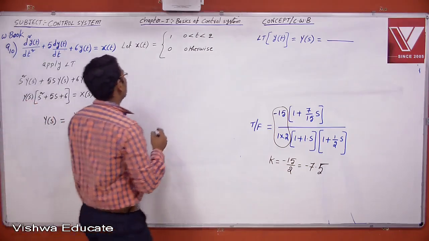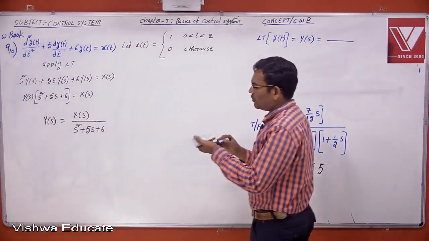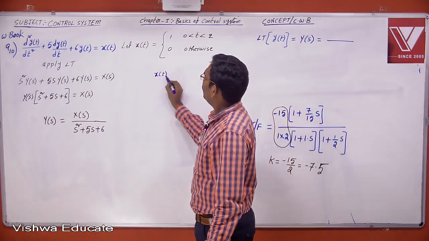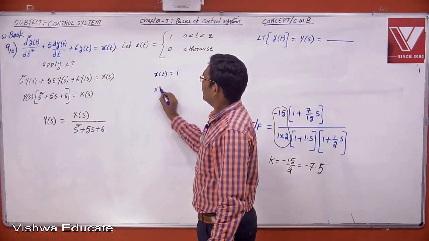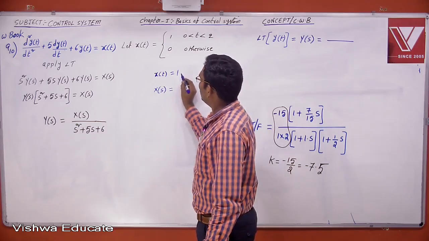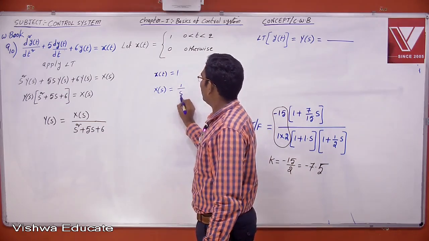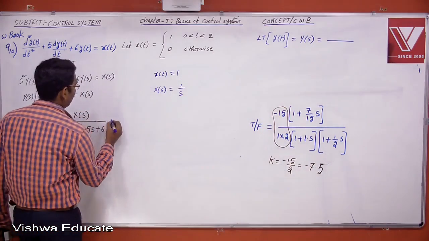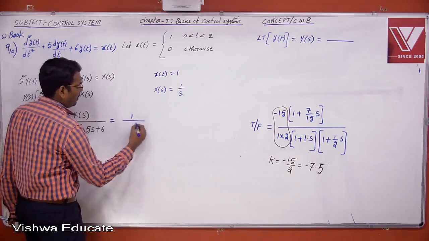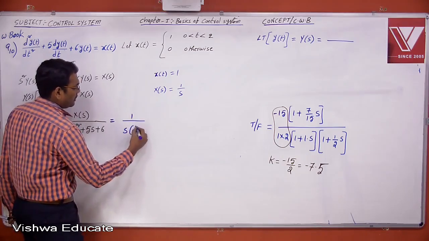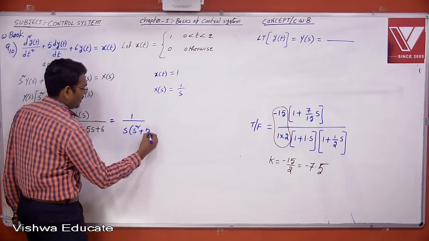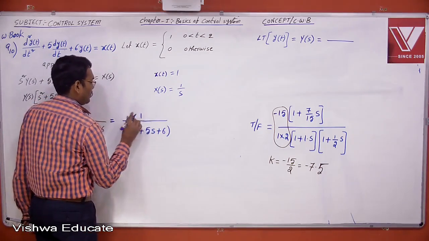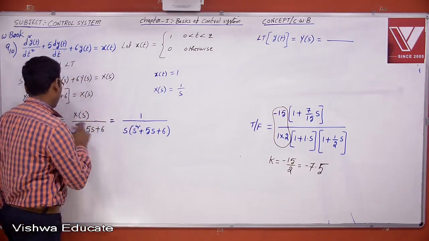What is X of s? X of t is equal to 1. If X of t is equal to 1, then what is X of s? X of s is the Laplace transformation of 1, which is 1 by s. Therefore, if I take X of s equal to 1 by s here, this is nothing but 1 by s into s square plus 5s plus 6. Now this is the Laplace transformation of y of t, Y of s.